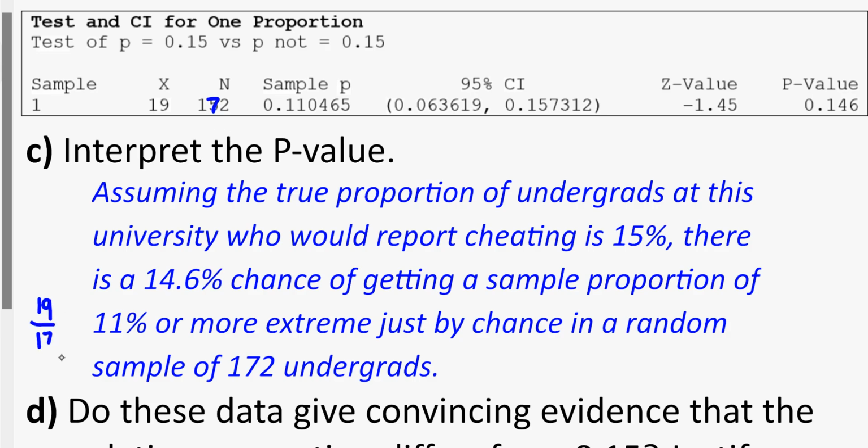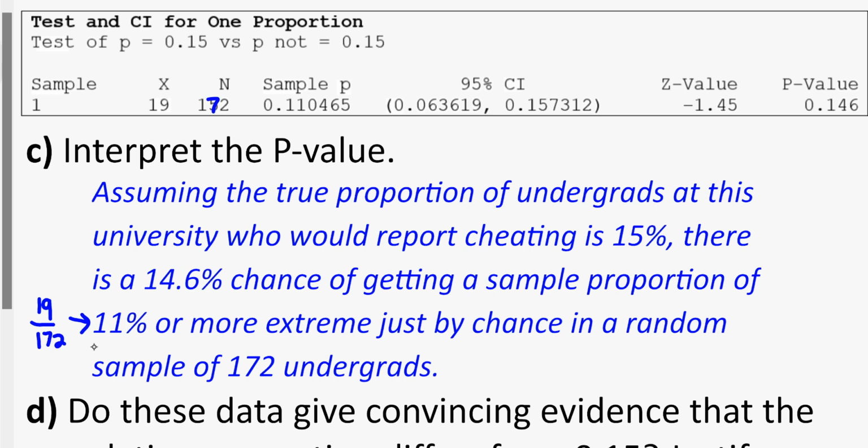You can see that 11% or more extreme. In this case, it could be either side because it's just saying not just by chance in a random sample of 172 undergrads. Okay, that's what it means.